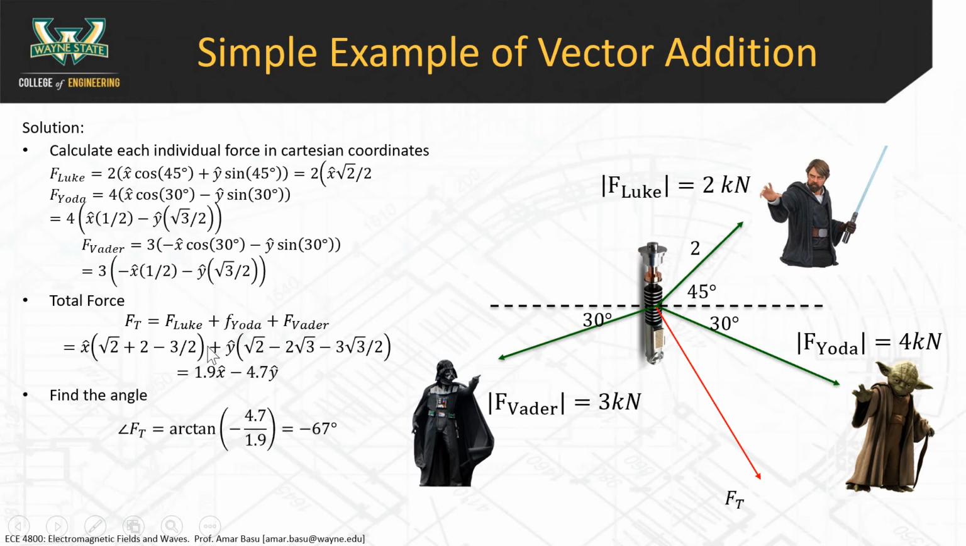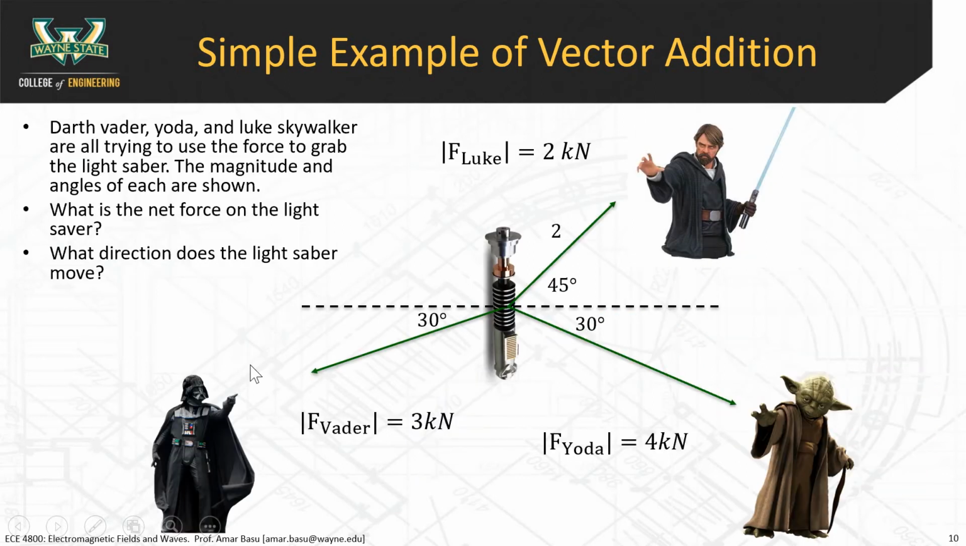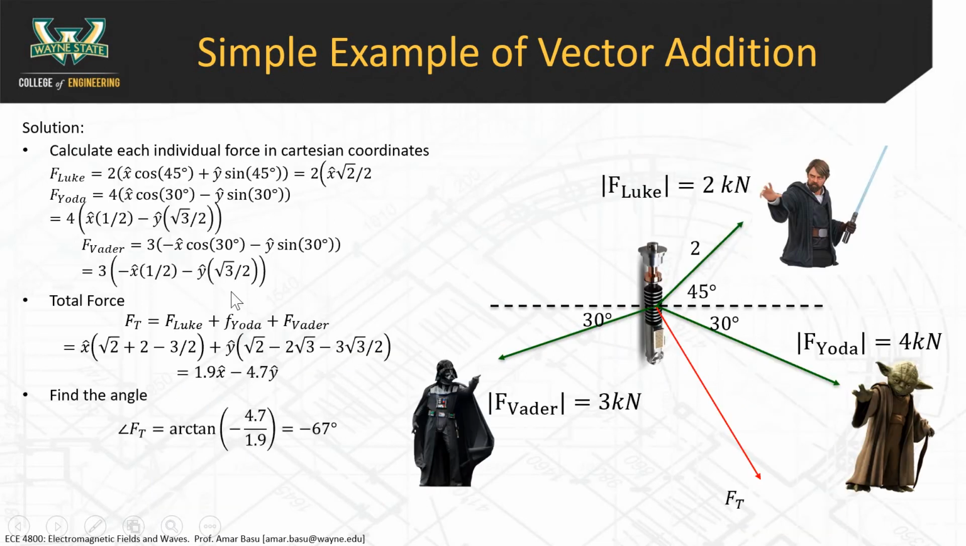So what I want you all to see here is that once you have the total force, what we're interested in finding is what is the net force on the lightsaber and what direction does the lightsaber move. Again, I'm not going to bother figuring out what if I made a small calculation error here. I want you to understand the process. You add up the total forces here, and you get an x hat and a y hat component. The x hat component is in the positive direction, the y hat component is in the negative direction, and so the net force looks something like this.